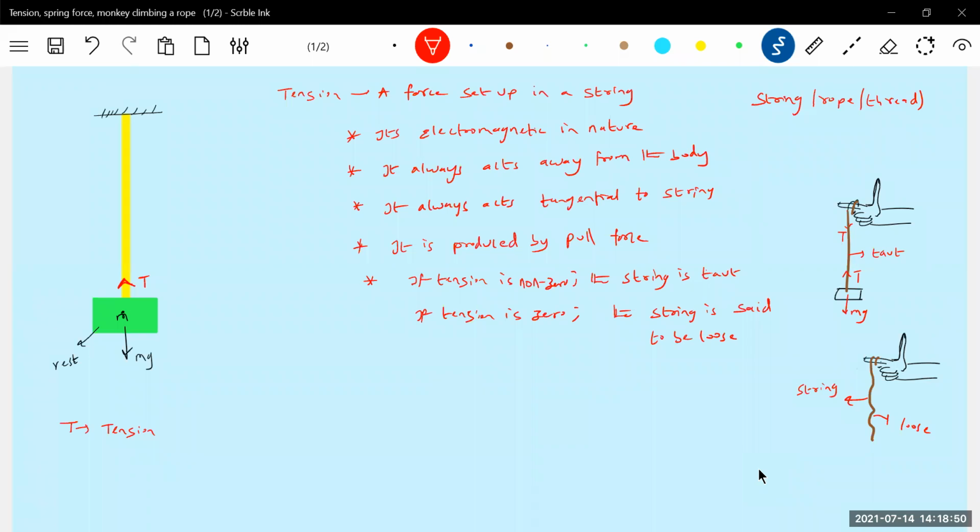Okay, let me recall the electromagnetic nature. I can't say much about this. Like the gravitational force, it's of electromagnetic nature. Due to interaction between the molecules, this will come into the picture. It always acts away from the body. At this end, the tension will act here. At the upper end, the tension will act in this way. What this rope is doing is trying to pull down. Definitely it will try to pull your finger down. So therefore I'm showing the tension force.